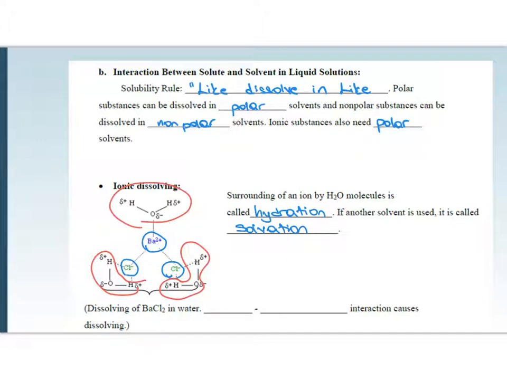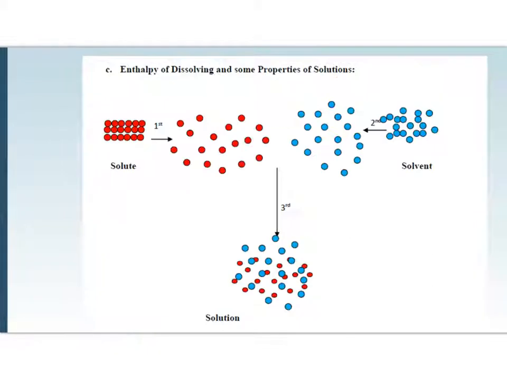So when you dissolve barium chloride in water, remember we just have talked about interactions between the chemical species in 9th grade, and also we talked about them in 10th grade chemistry lectures. When you dissolve barium chloride in water, ion dipole interaction causes the dissolving process.